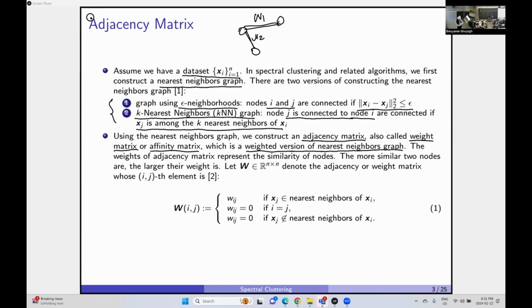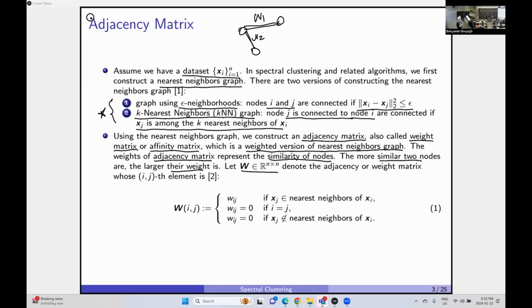Okay. So where were we? The weights of the adjacency matrix represent the similarity of nodes. So basically, if two points are similar to each other, they will have more weight. If they are dissimilar to each other, they will have less weight. Because two points might be neighbors of each other, but very close to each other or a bit far away from each other, right? So we have the more similar, the more weight.